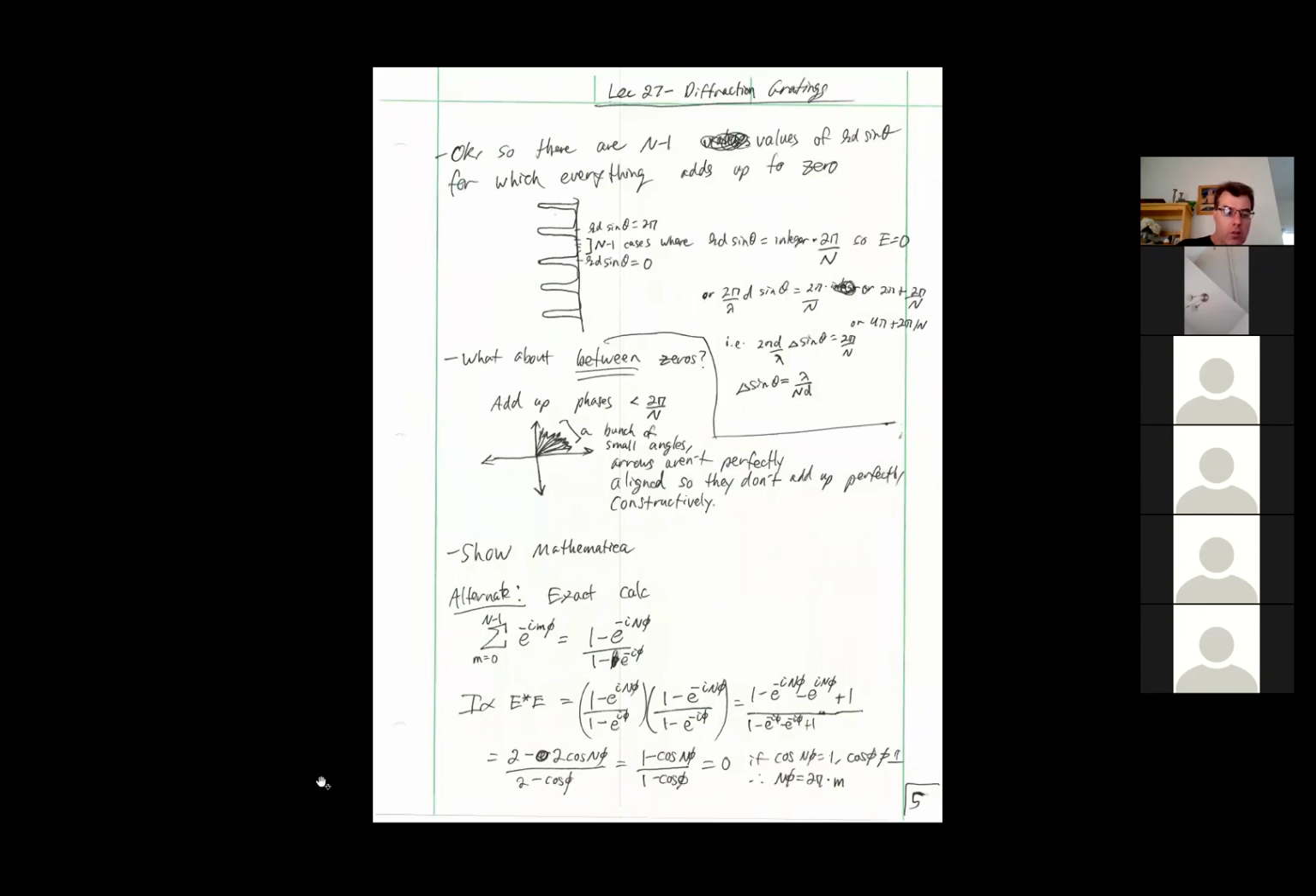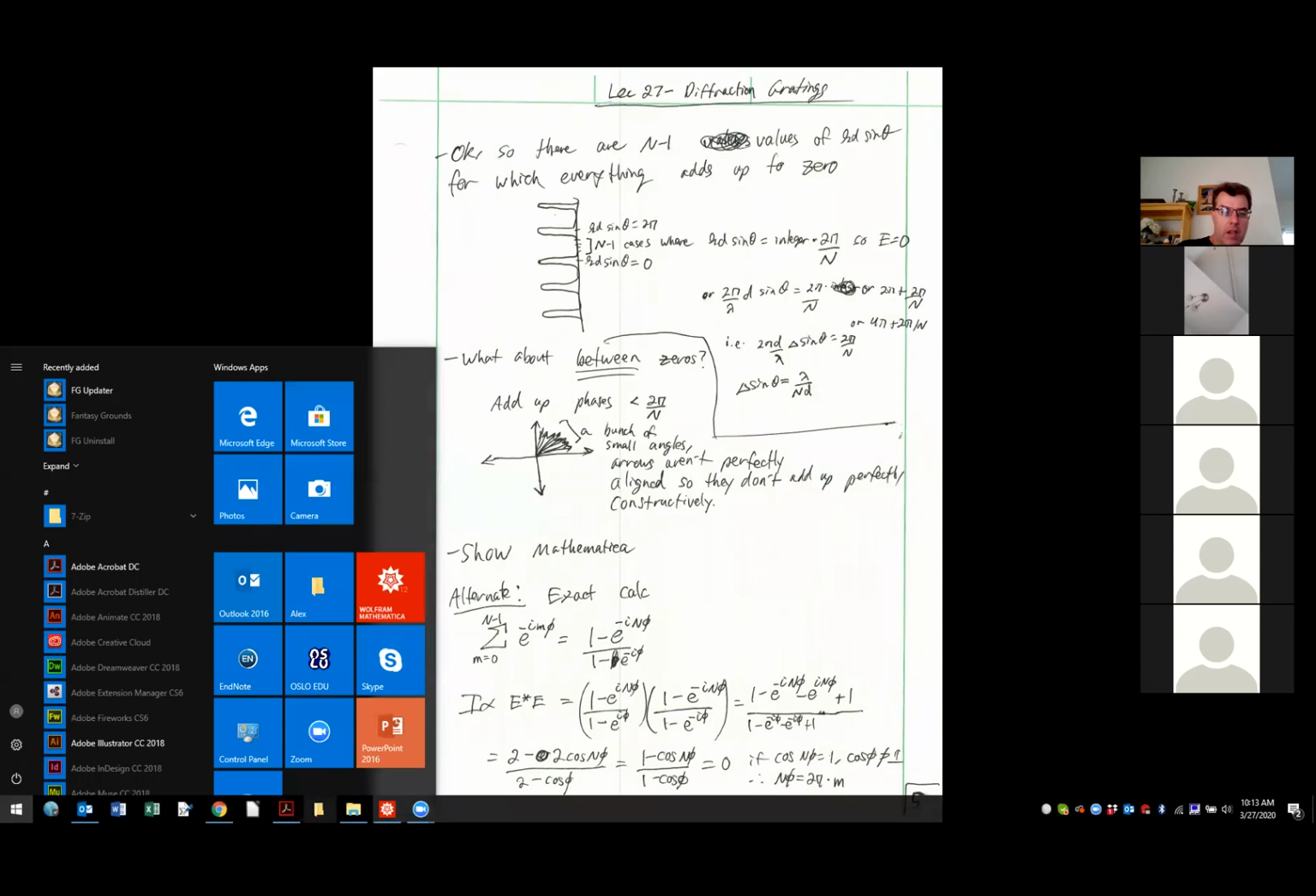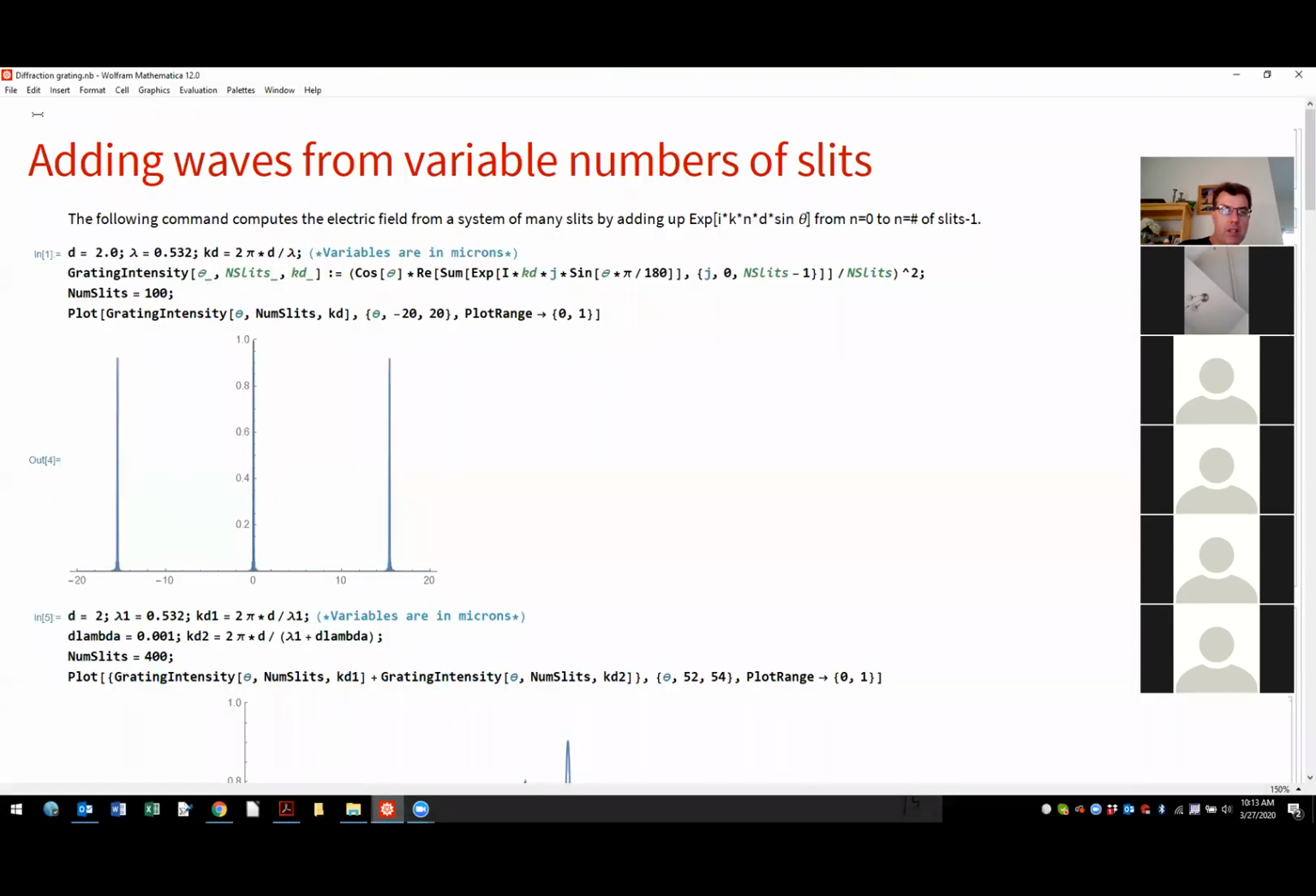Let's show that in Mathematica. I posted a Mathematica file that does all of this for us, all right? We fix the value of d, we fix the value of lambda, and then we define a function that just adds all of those up. And I left out the sinc function because it's not the important thing here. All right, let's say the number of slits is 100. We get these very narrow peaks.